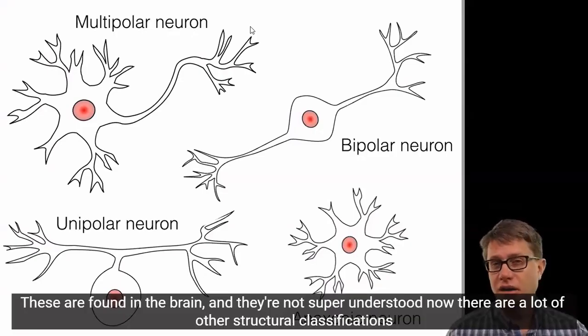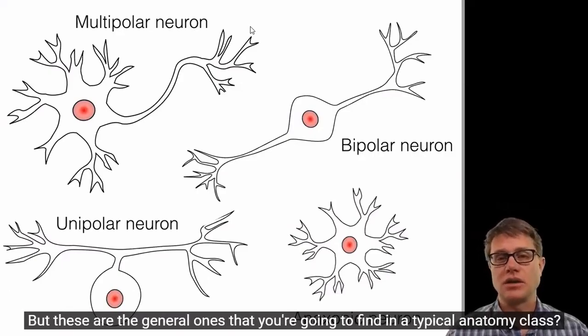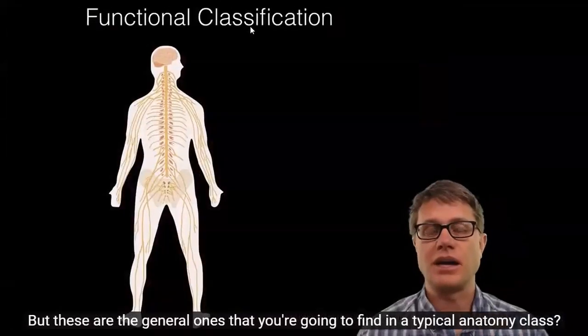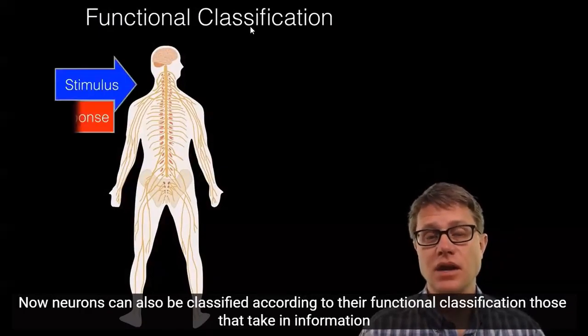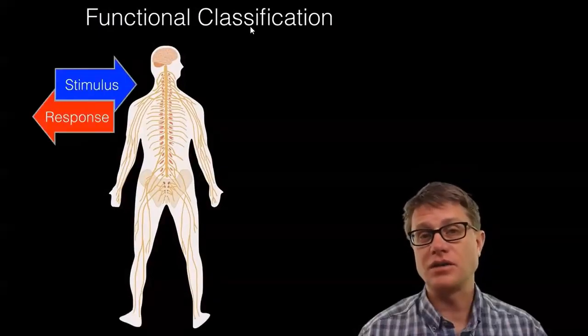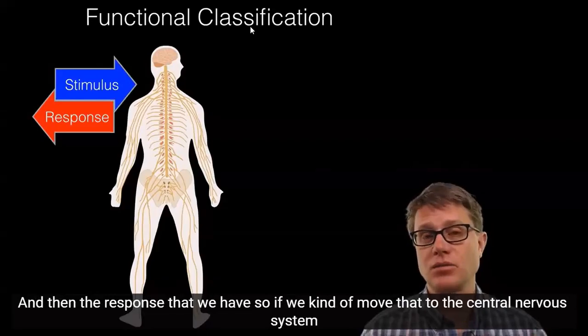These are found in the brain, and they're not super understood. Now, there are a lot of other structural classifications, but these are the general ones that you're going to find in a typical anatomy class. Now, neurons can also be classified according to their functional classification. Those that take in information, stimulus coming in from our environment, and then the response that we have.